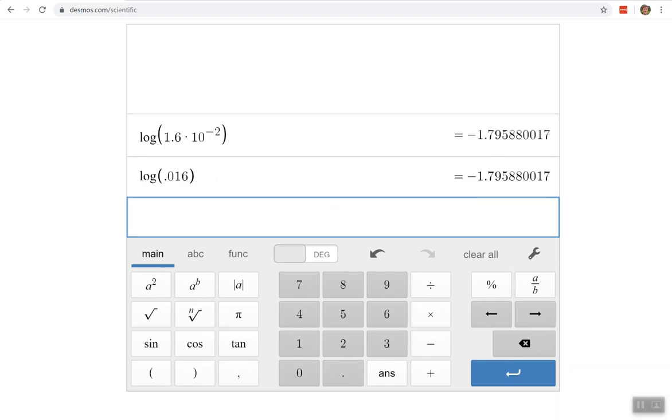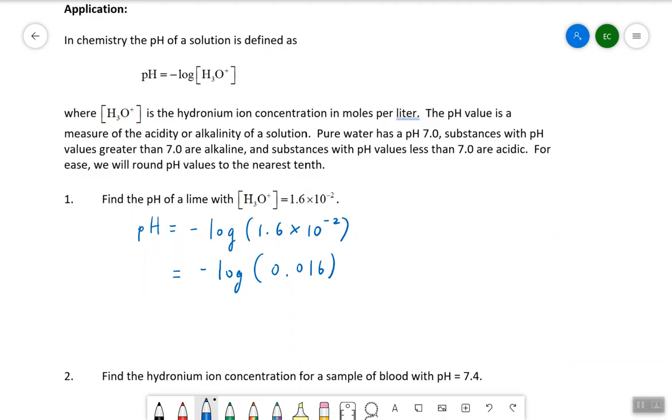And remember, the log is a negative number, but there's a negative sign in front of that, so our final answer is positive. It's going to be positive 1.8 if we round to one decimal place. So let's come over and write that down, 1.8, and we can box that up and we're done.